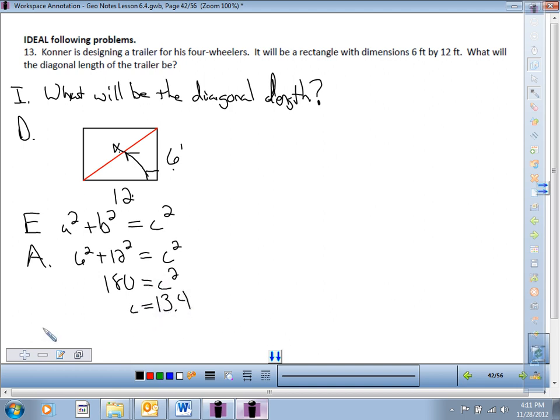Now L, label it completely. So we would say the diagonal length is about 13.4 feet, period. Right? So that's the way we do the IDEAL process.